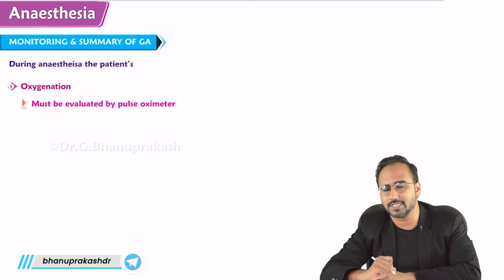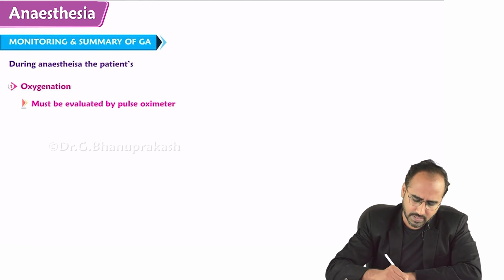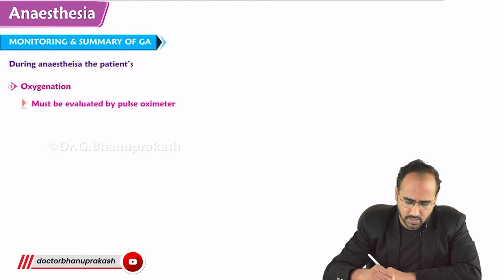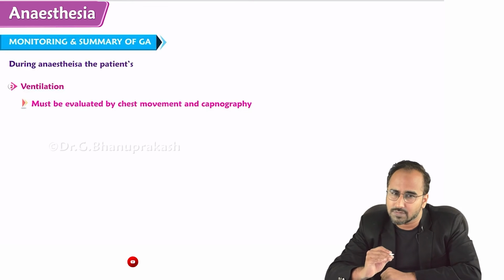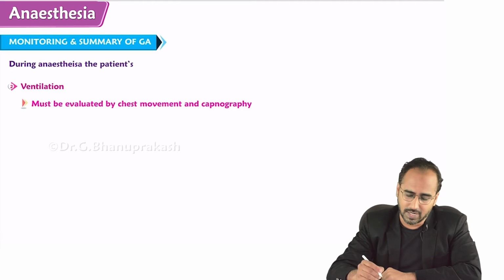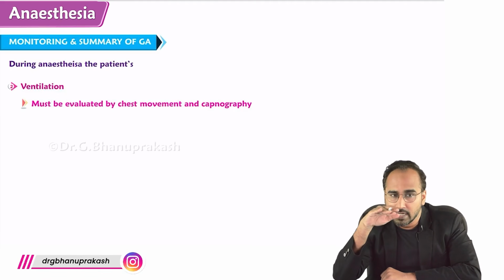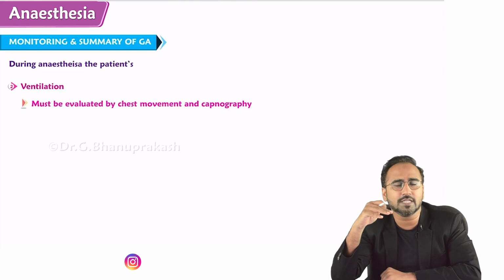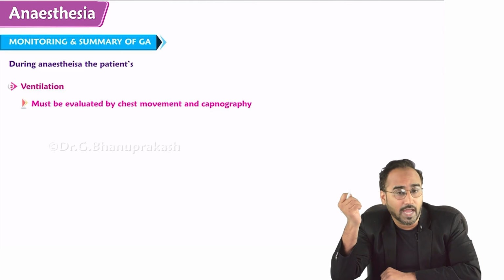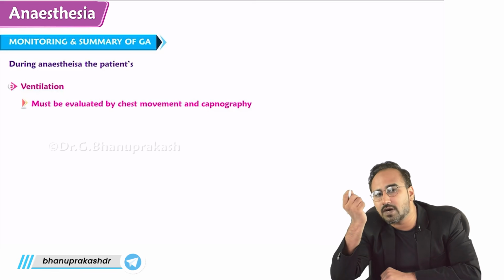How will you monitor the patient's oxygenation? It can be monitored by just placing a pulse oximeter. How will you monitor the patient's ventilation? You monitor the patient's ventilation by looking at the chest movement. If the patient's chest is deflating and expanding well, that means he is being ventilated well, right? And after intubating, you can connect the endotracheal tube to a device called a capnograph.